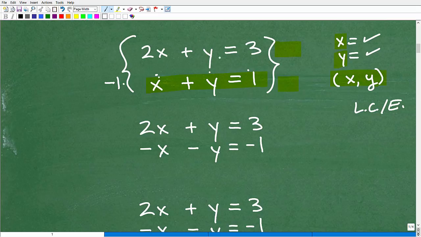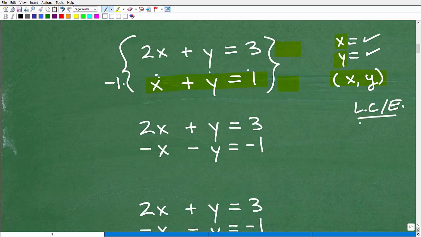All right, so we still have the same top equation. I didn't mess with that, so that's 2x plus y equals 3. Okay, nothing different there. But when I multiply -1 by x plus y and this 1 here, I get -x, -y, and -1. Now, why did I do that?